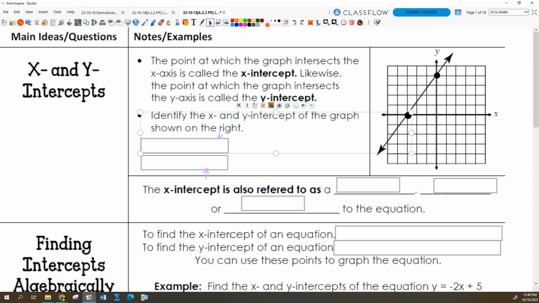The point where a graph intersects the x-axis is called the x-intercept. The point where it intersects the y-axis is called the y-intercept. Now, what do you notice about these? We've got this blue x-intercept and this red y-intercept. Do you notice something maybe important about each of those? There's a 0 in both of those.